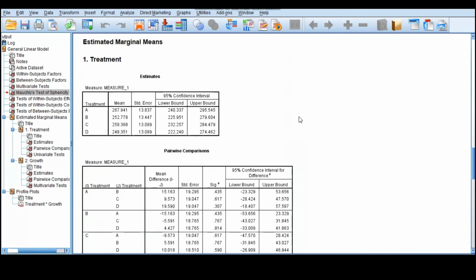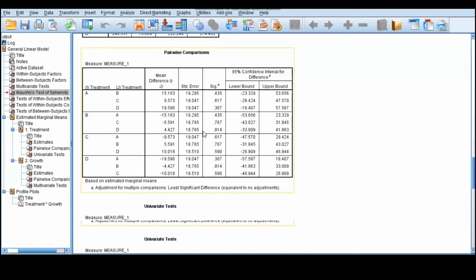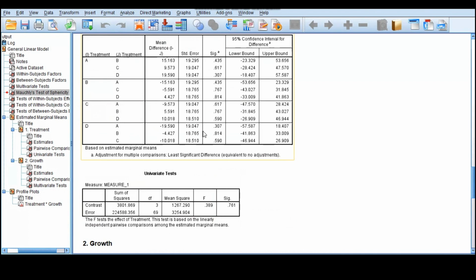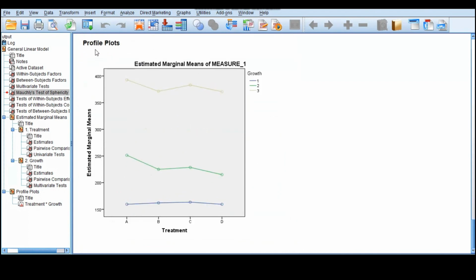So let's go to the other thing here that is very important. Here it's about the growth, and now I'm interested in this plot. When you look at this plot, you can see growth at 1, 2, 3. So 1 was at 7, this is at 7, at 14, and at 21. See, at 7 this was the mean. At 14, this is the mean.